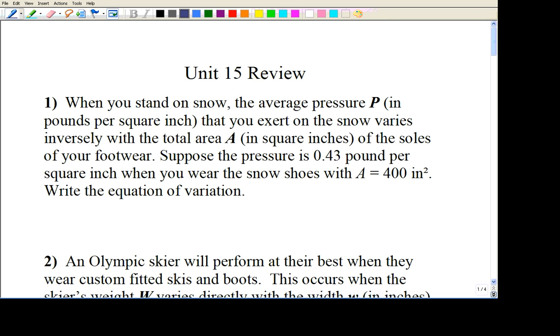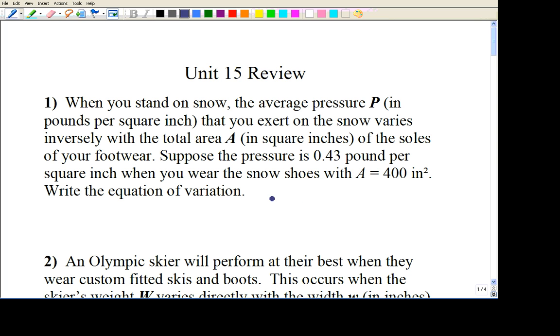Number 1, when you stand on snow, the average pressure P in pounds per square inch that you exert on the snow varies inversely with the total area A in square inches of the soles of your footwear. Suppose the pressure is 0.43 pounds per square inch when you wear the snowshoes, with A equal to 400 square inches. Write the equation of variation.